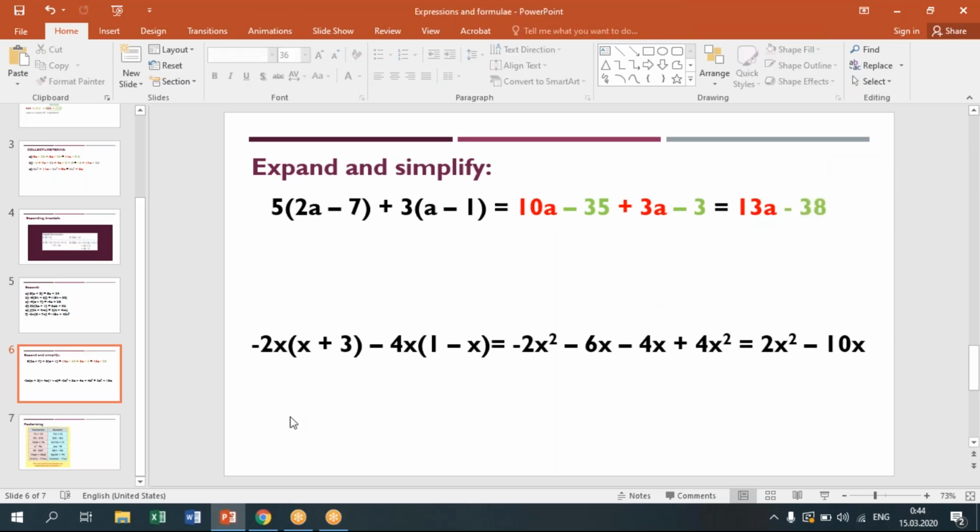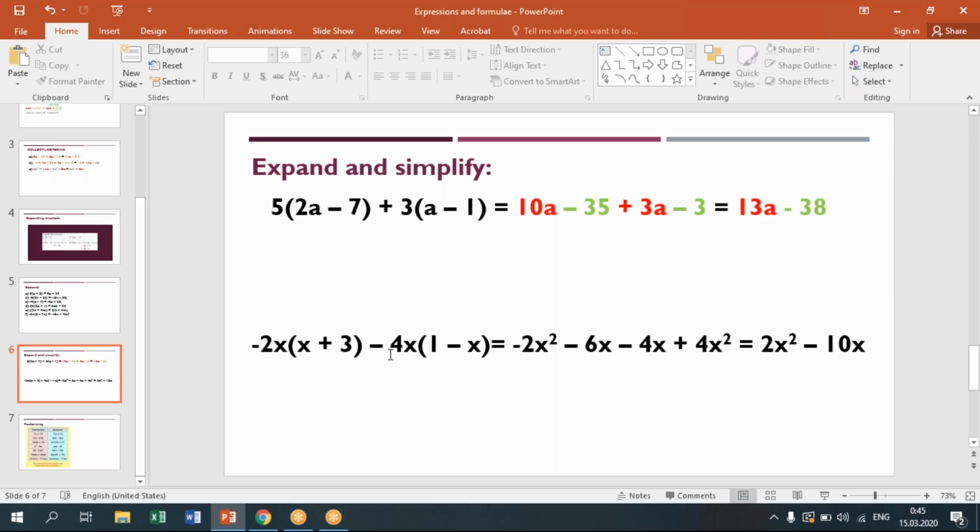Next example. Negative 2x multiplied by x. It will be negative 2x squared. Again, x times x. We have to add their powers. So negative 2x squared. Negative 2x times positive 3 will be negative 6x.